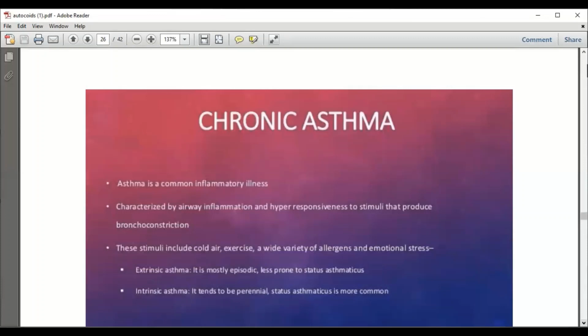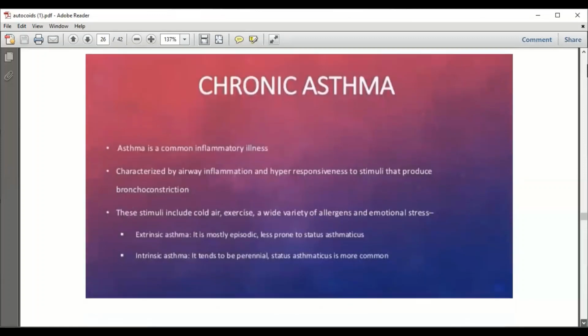reactions. So there are 2 types of asthma. There is intrinsic asthma, which is not very common, and it tends to go into more of status asthmaticus, and it is always perennial.